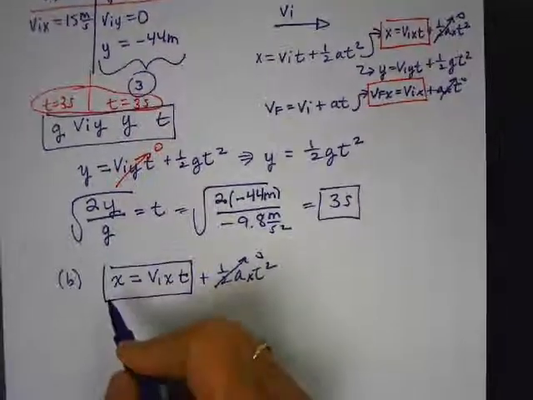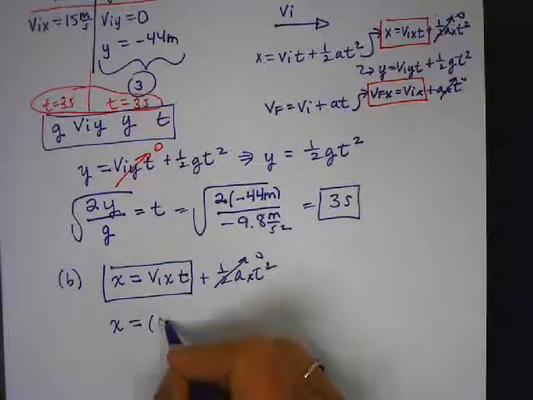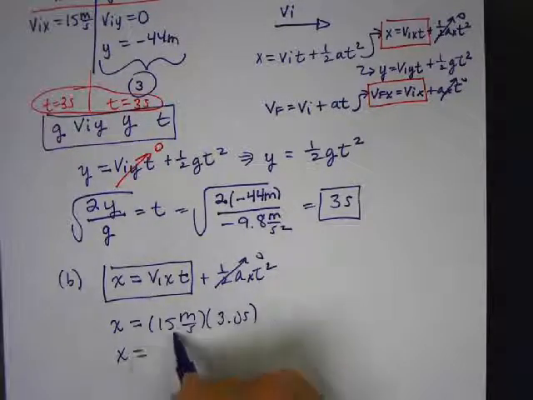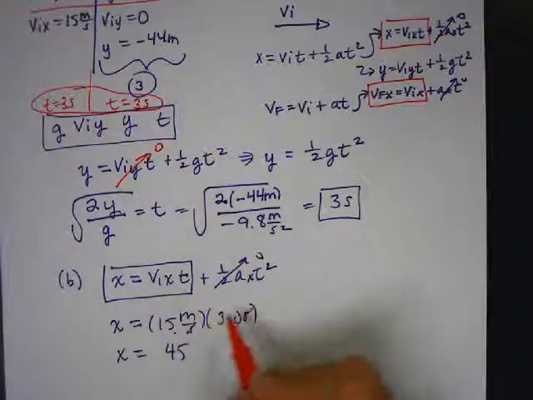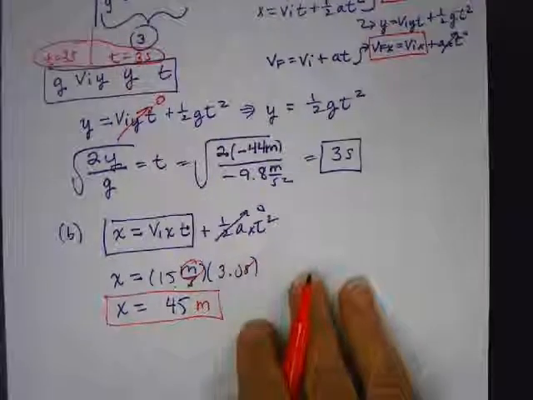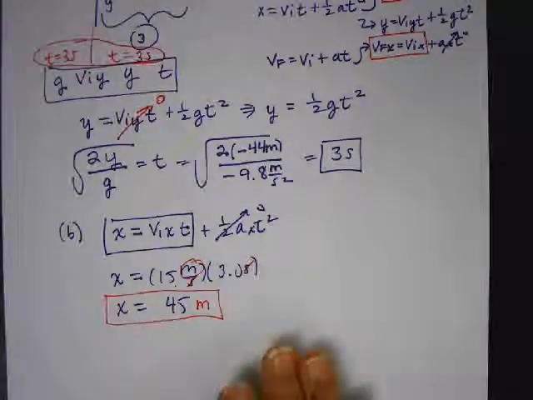So now when I want to know how far it goes, x is equal to VIX, which is 15, times the time, which is 3 seconds. So 15 times 3 is 45. And remember, I always want to check my work, so I'm going to carry my units through and cancel them to check my work. So this cancels with that, and I end up with meters, which is the correct unit for displacement. And this is how I do projectile motion problems for projectiles that are launched initially all horizontally, like in this picture.